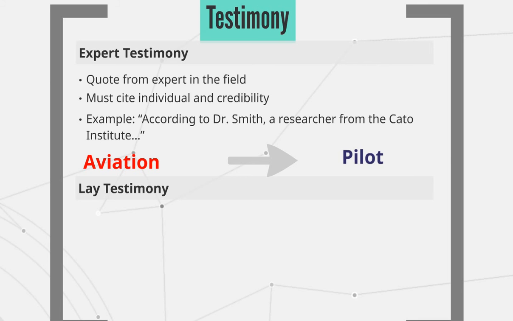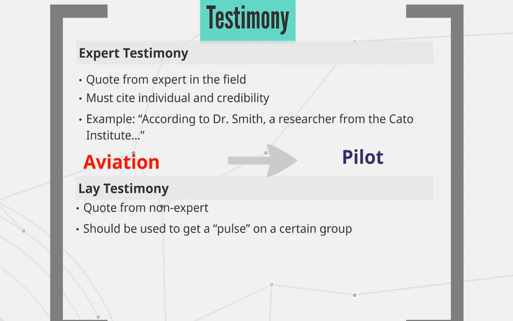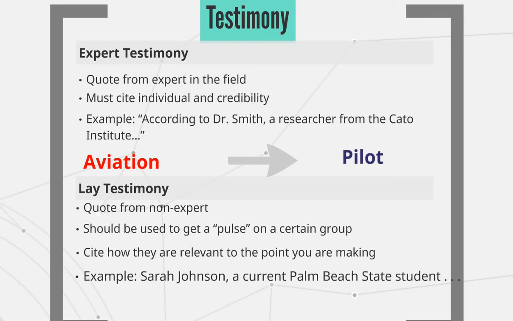Now, as opposed to expert testimony, you could use lay testimony. Lay testimony is someone who's not an expert. They're the opposite. Instead of studying it and having this very objective perspective on it, they're someone who is personally attached to the topic. We typically use this to get kind of a pulse on a group to understand what's going on, how they feel, or what their reactions are to something. And when you cite this, you do want to make sure you name the person you're quoting and how they connect. So for instance, you could have Sarah Johnson, a current Palm Beach State student.